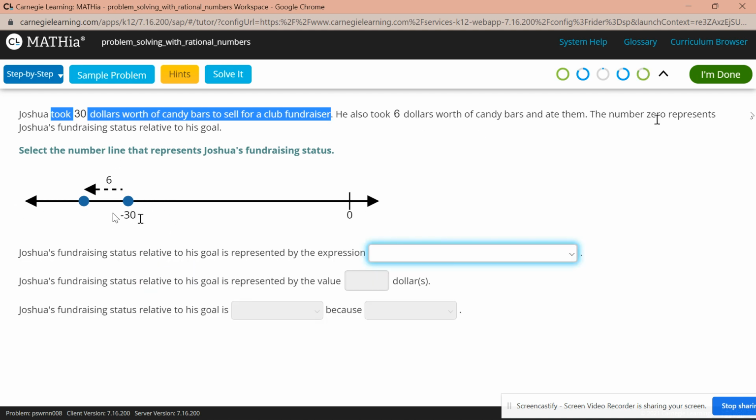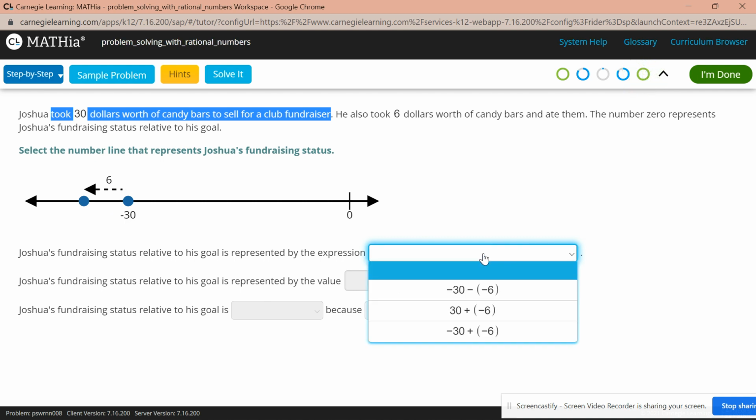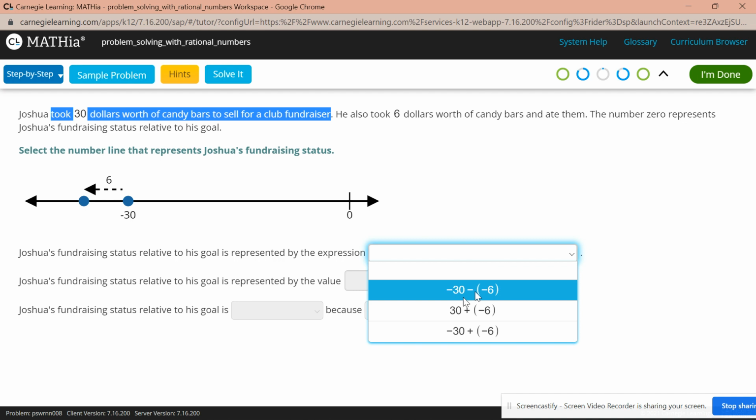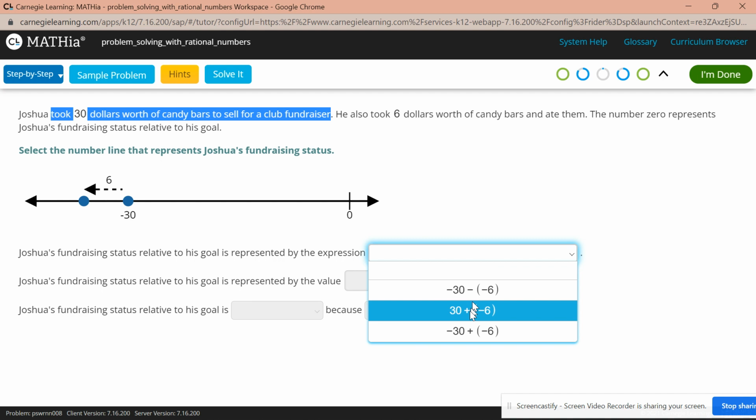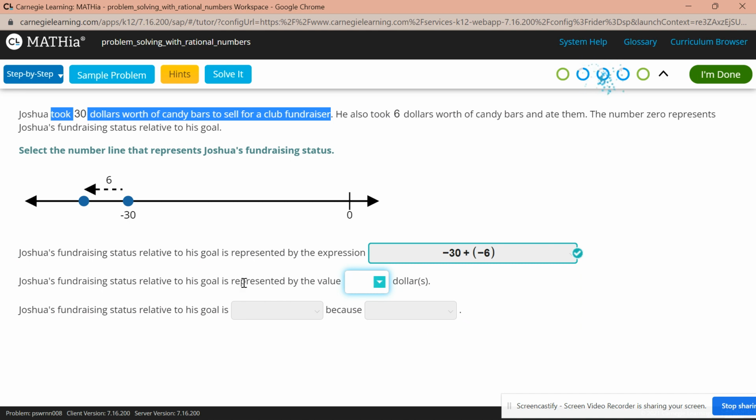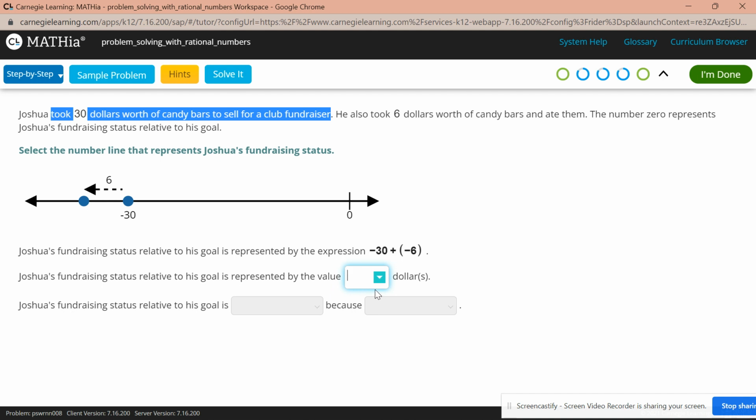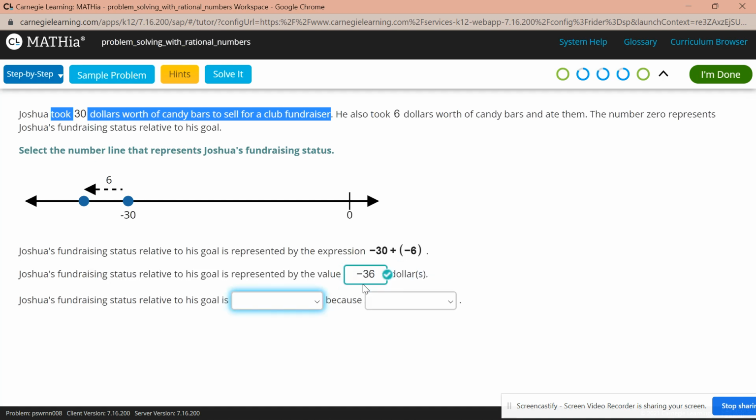Here's the one we want. Negative 30 combined with or plus a negative 6. Let's see how that looks. Negative 30 minus, we're not subtracting, we're combining. Negative 30 combined with negative 6, and we are looking at this one here. That's the one we want. Joshua's fundraising status relative to his goal is represented by the value. Well, what I can do is I can show you again, because I want you to remember how to do this. Negative 30. And then we're going to do plus. And because there is a negative sign behind that, we want to go ahead and put that in parentheses.